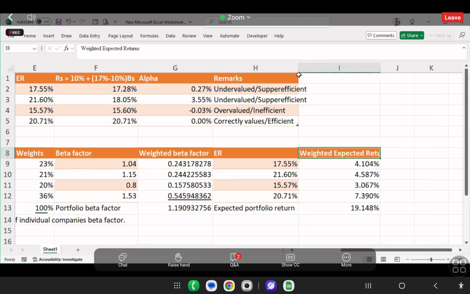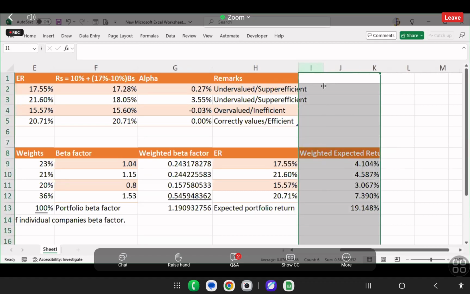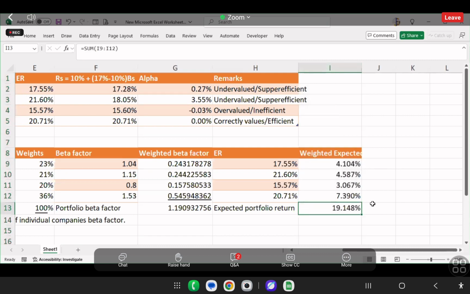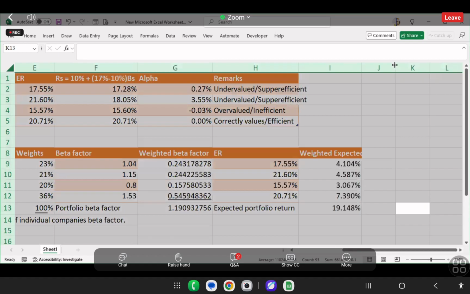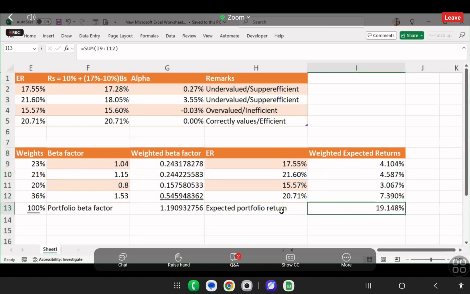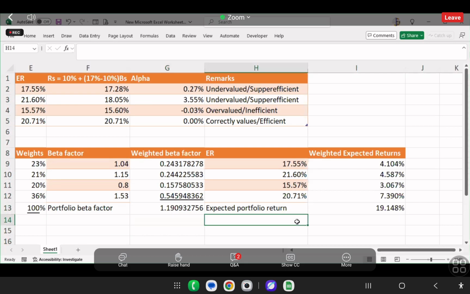If this is the case, then we can say that we have the portfolio return. Let me have it this way. So we have the expected portfolio return. If that is the case, is it possible to establish the return of the portfolio?